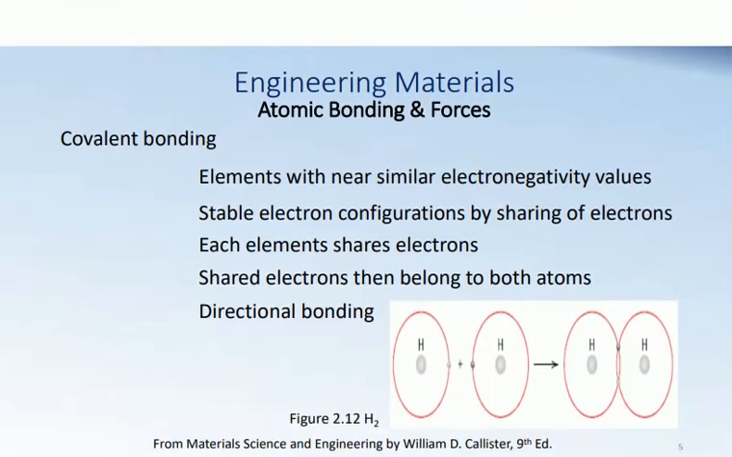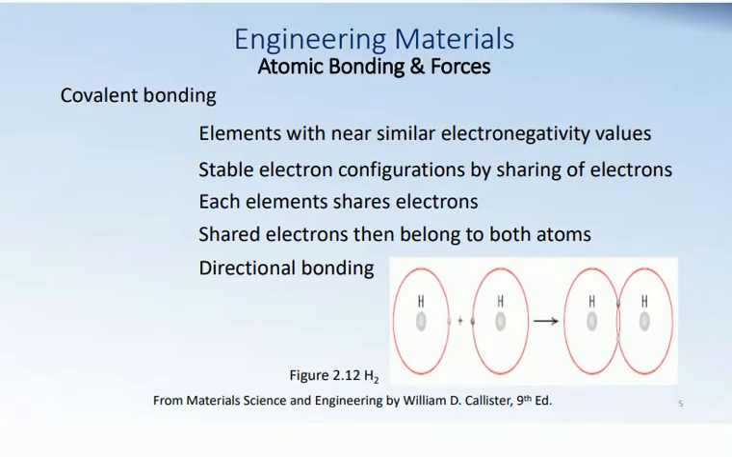Okay, we go on to the next slide, and we will talk about the second type of primary bond, that is called covalent bond. In this bonding, valence electrons are shared among participating atoms to complete outer shells for stable configurations. In the first case there was transfer of electrons, and in this case there is sharing of valence electrons. Each element shares electrons, and shared electrons belong to both atoms, as shown in figure 2.1.